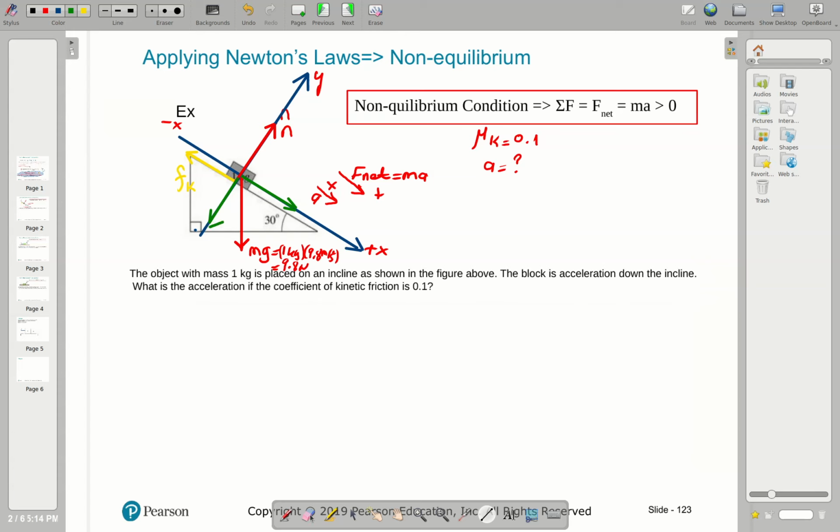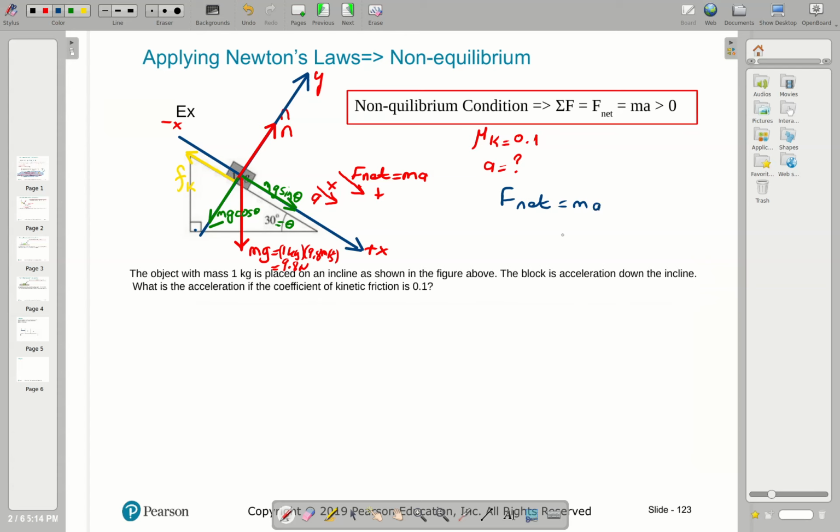And the component along the incline is mg sine theta, and the component perpendicular to the incline is mg cosine theta. Okay? And my theta here is 30 degrees. All right, now we're ready. My object is moving. Fnet is equal to ma and it's not 0.